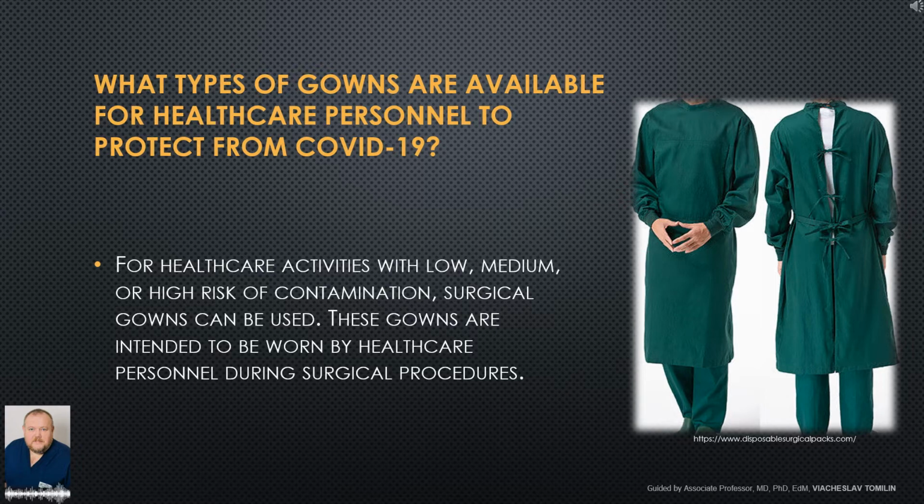Certain areas of surgical and isolation gowns are defined as critical zones where direct contact with blood, body fluids, and/or other potentially infectious materials is most likely to occur. If there is a medium to high risk of contamination and need for a large critical zone, isolation gowns that claim moderate to high barrier protection can be used. For healthcare activities with low, medium, or high risk of contamination, surgical gowns can be used.